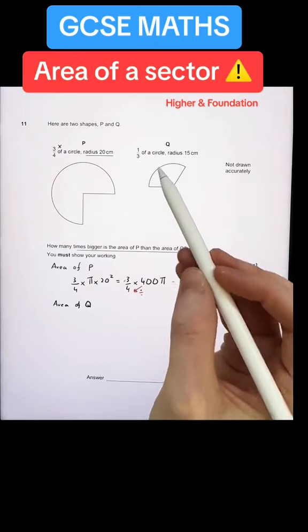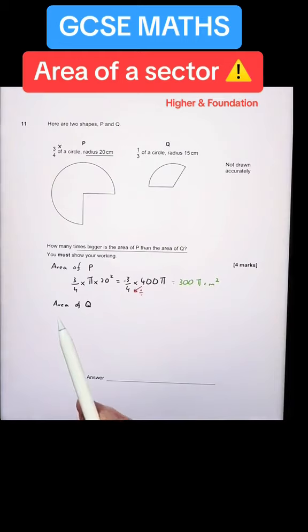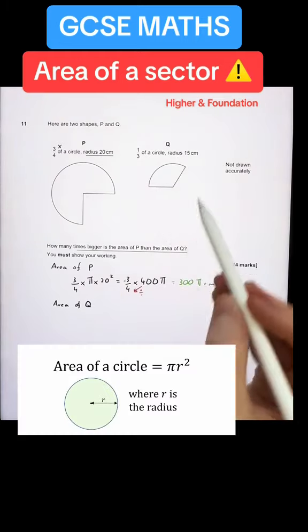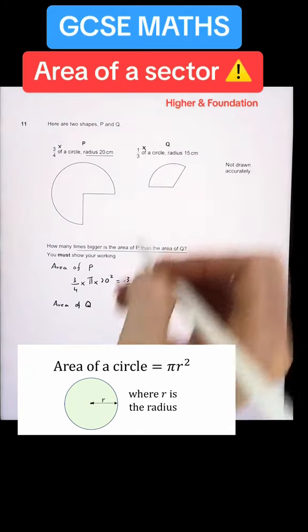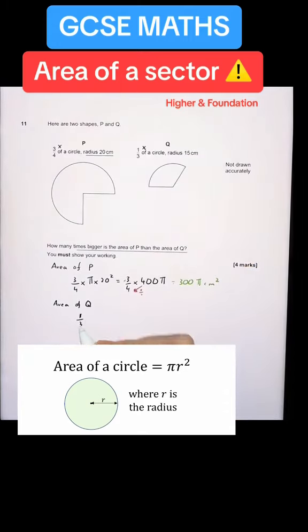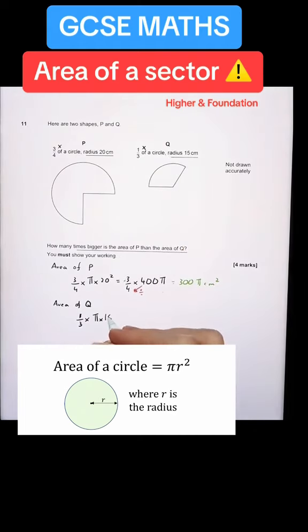Finding the area of Q, we're told shape Q is 1/3 of a circle with radius 15 centimeters. And as I'm calculating area, we know the area of a full circle is pi r squared. And as I've got 1/3 of a circle, "of" means to multiply. Hence, I'm going to have 1/3 multiplied by pi r squared. So it's going to be 1/3 multiplied by pi, multiplied by, in this case, my radius, which is 15. So instead of having r squared, it's now going to be 15 squared.